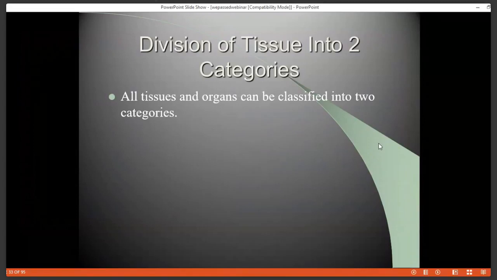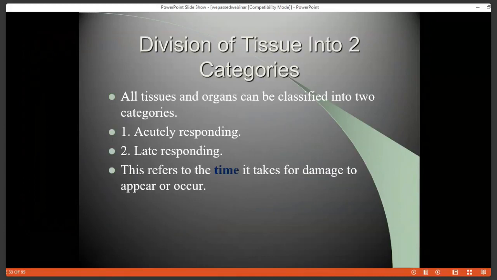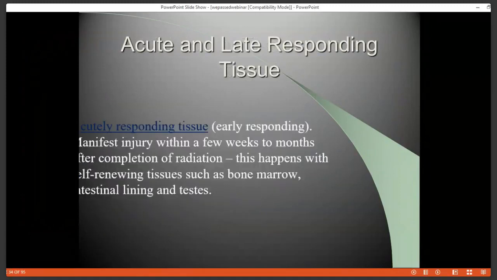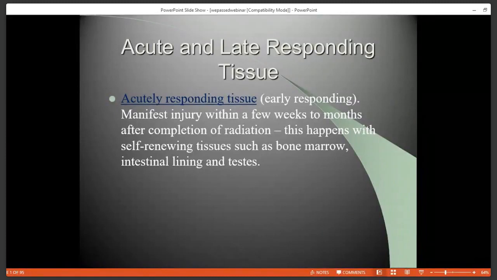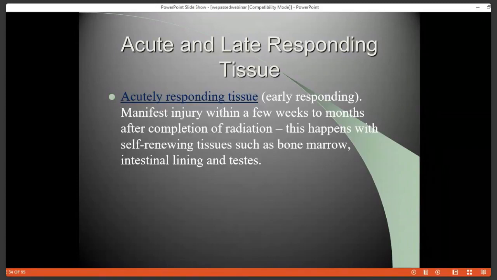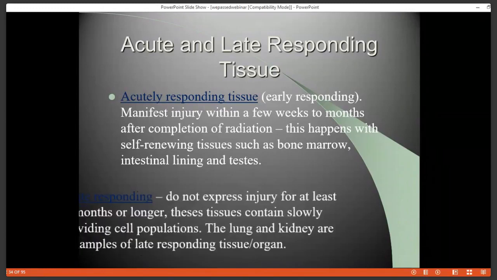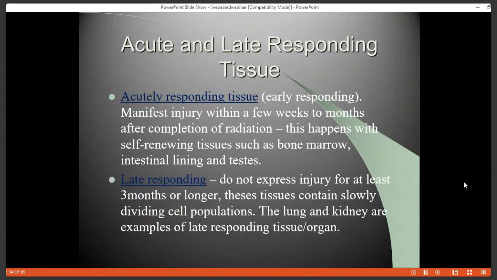They basically divide tissue into two broad categories: acutely responding tissues and late responding tissues, of course, relating to their division time. And this really is a reference to the time that it takes for damage to occur. Acutely responding tissues, also called early responding tissues, tend to manifest radiation injury in the first few weeks to months after the completion of a radiation course. Generally, we see this in all the self-renewing tissues, such as bone marrow, the intestinal linings, and the testes as well. Late responding tissues do not express their injury for at least 3 months or longer, sometimes a year later after radiation. And again, the expression of the damage takes a long time because the cells take a long time to divide. And since most damage is seen during mitosis, we have to wait for that to happen in order to see that. Lung and kidney are good examples of late responding tissues or organs.